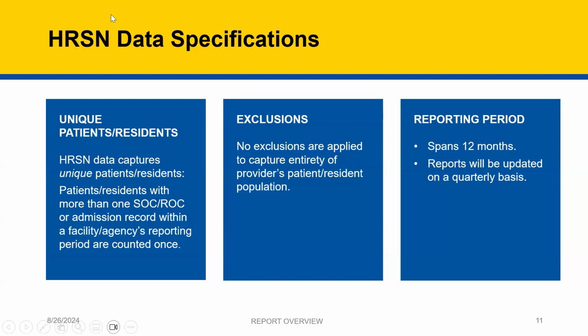Second, no exclusions are applied, so the results capture the entirety of the provider's patient-resident population. Lastly, the reporting period for the HRSN results in the report spans 12 months, and the data for these reports will be updated on a quarterly basis. This means you can run your provider-generated report with new data each quarter.